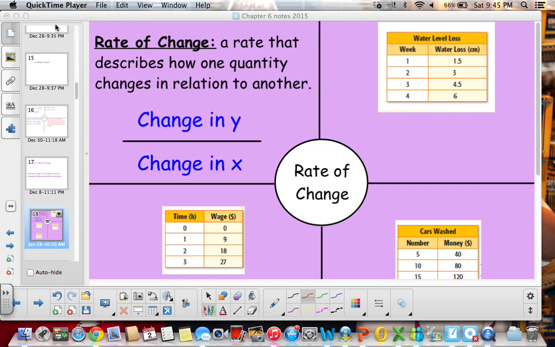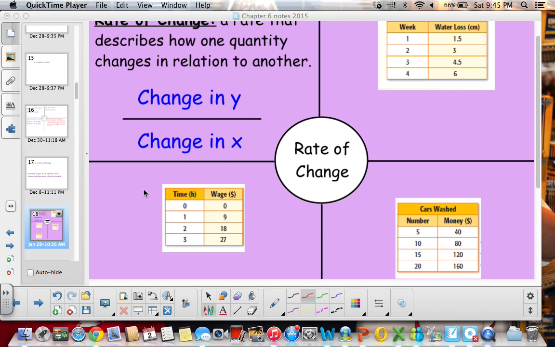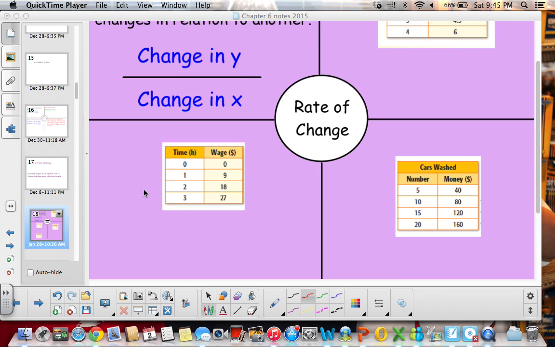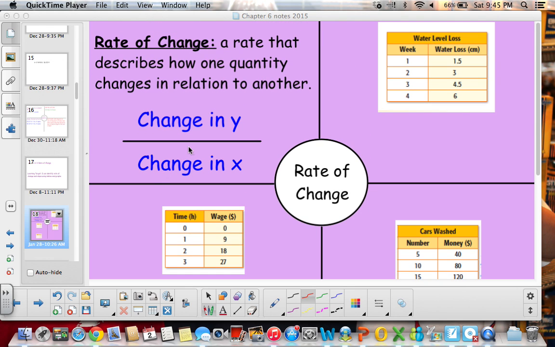So rate of change is a rate that describes how one quantity changes in relation to another. This would be important to write down, as well as change in y over change in x, which you're going to hear me say a ton of times in this video and in class as we're working on rate of change. So change in y over change in x. This is like a fraction.